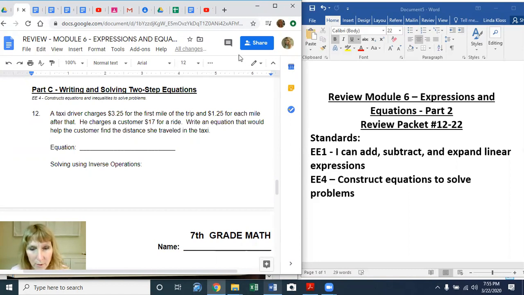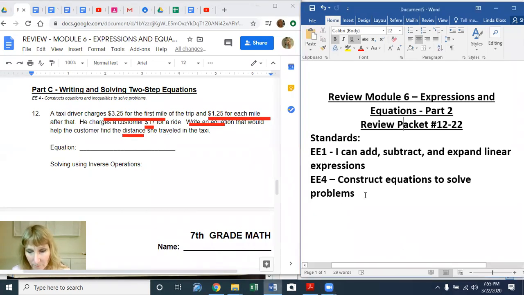So again, it's always a good idea to underline the numbers in a word problem. So we have $3.25 for the first mile. We have $1.25 for each mile after that. And we have $17 for the ride. And the question is asking us to write an equation, and we want to know the distance she traveled.